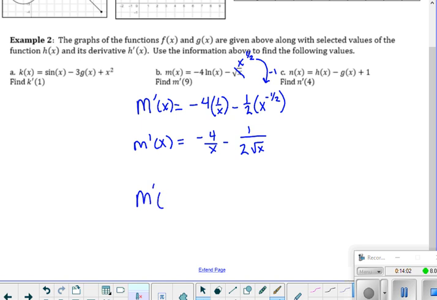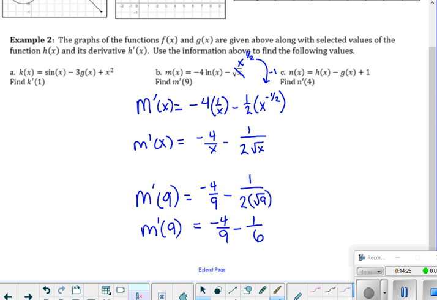Then we do m prime of 9. And that's going to be negative 4 over 9. Everywhere we see an x, we're throwing in 9. Root 9 gets me a negative 4/9 minus 1 over 2 times 3, which is 6. And you know what? I don't care if we put it together. Let's just leave our answer there. I'm too lazy to make, what, 36? They both go into 36? Oh, they both go into 18, wouldn't they? Can make it into 18ths if you wanted. All right, C.